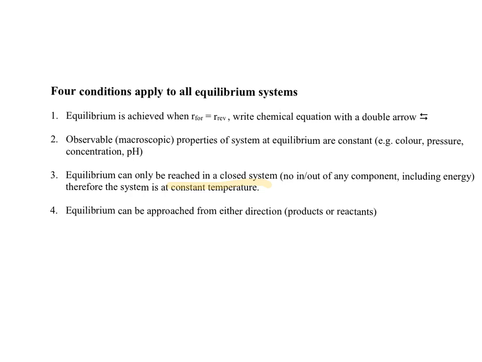Equilibrium can be approached from either direction. So you can either start with your product in a container, or you can start with your reactants in a container, and eventually you will have all 3 or all 4 substances present. And once equilibrium has been reached, the reaction appears to stop.